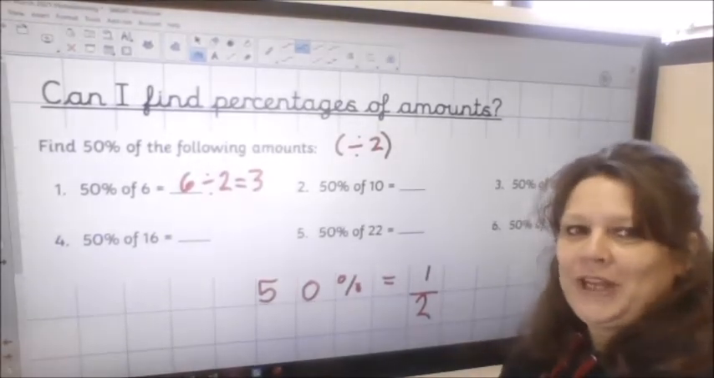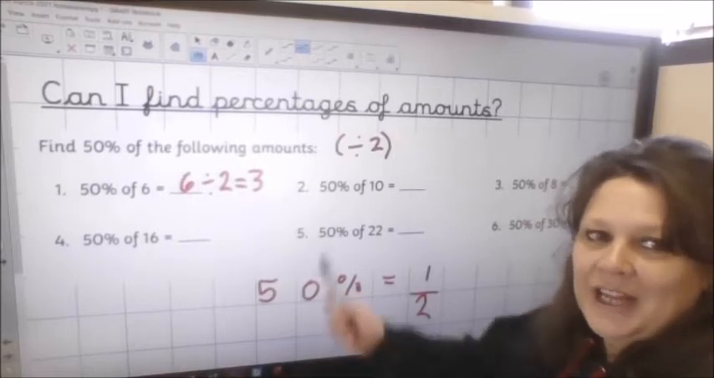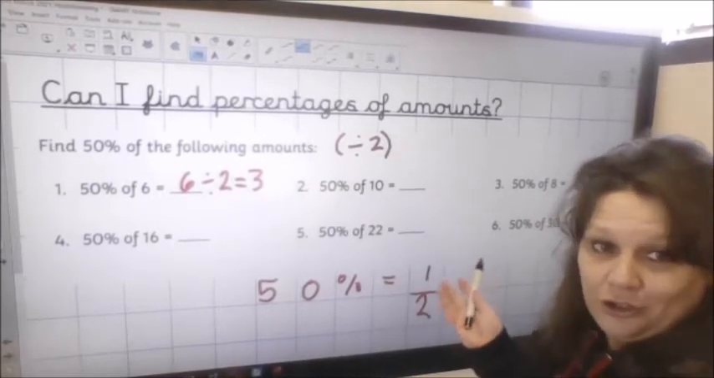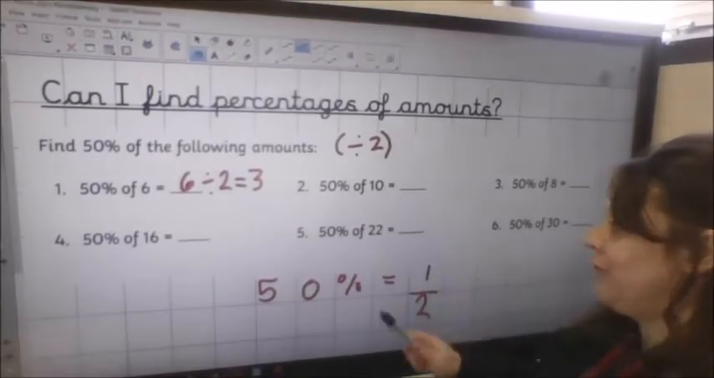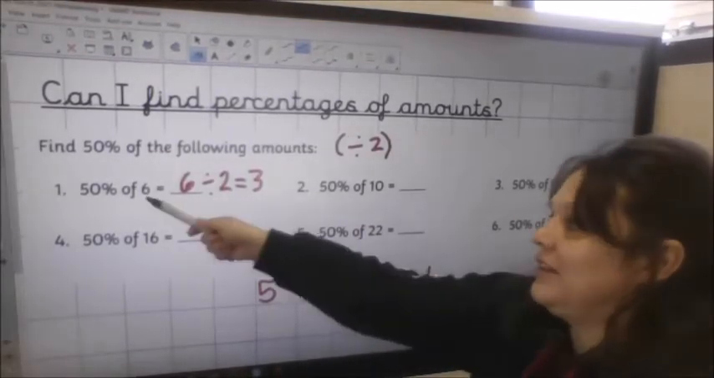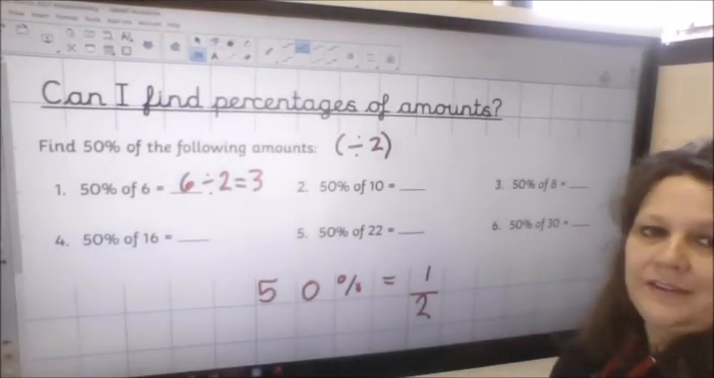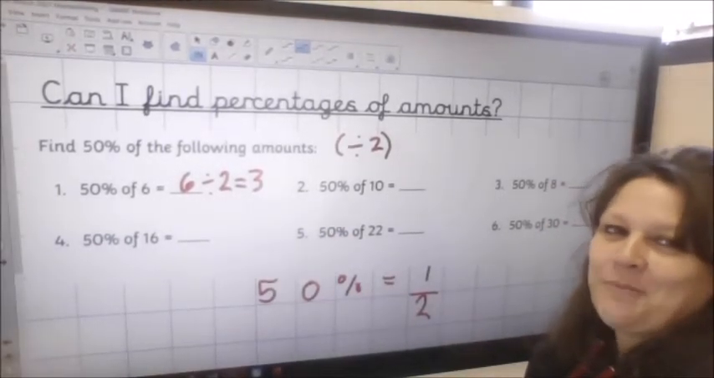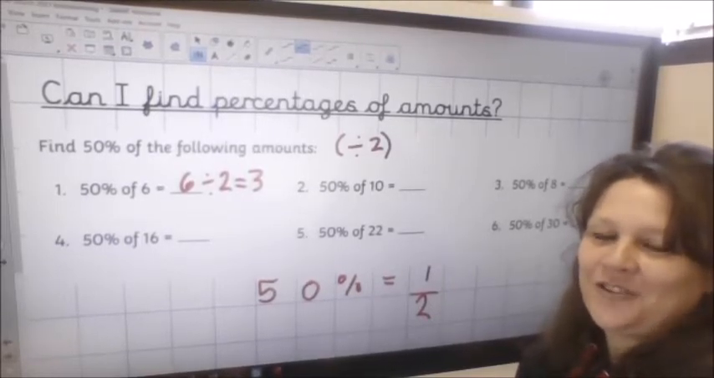So you will need your purple book. You will need to put your learning question, find percentages of amounts, and then just 1, 2, 3, 4, 5, 6. You can either set it out like that, or you can simply record the answer for me. Pause the video, have a go. We'll check how correct you were in a short while.